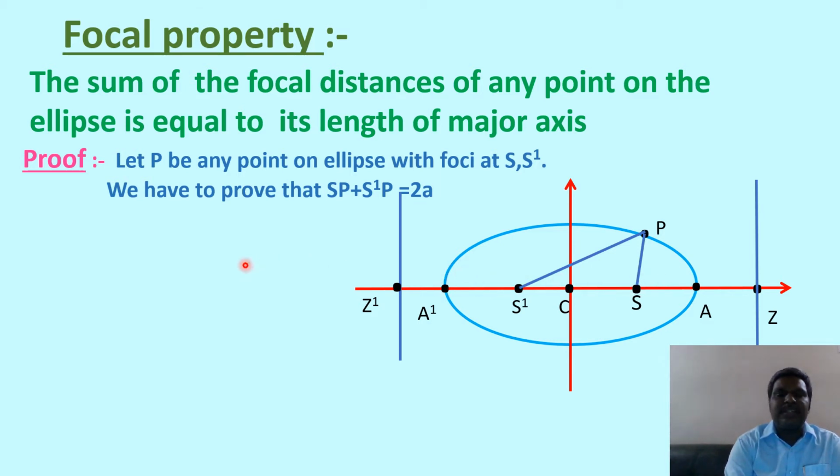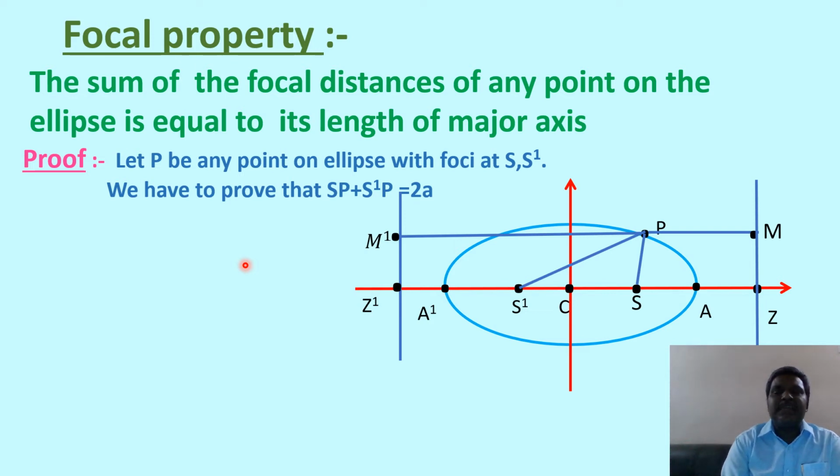For this, draw two perpendiculars from P to the corresponding directrices as shown in the figure. This is PM, one perpendicular drawn from P to the first directrix. Similarly, draw another perpendicular from the same point P to the second directrix, that is PM dash. PM and PM dash are perpendiculars drawn from P to the directrices.